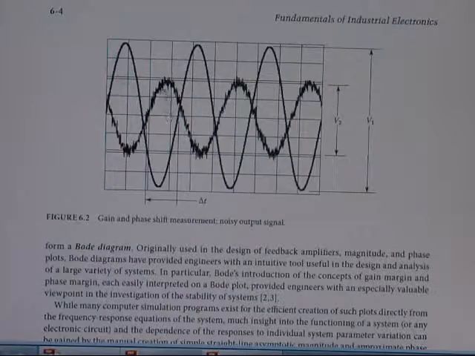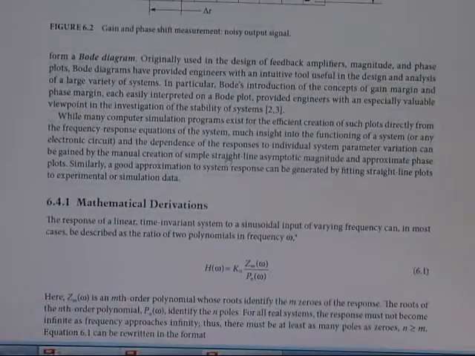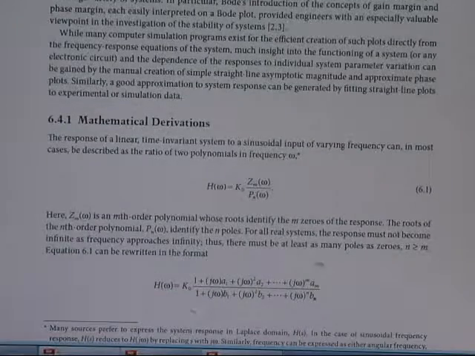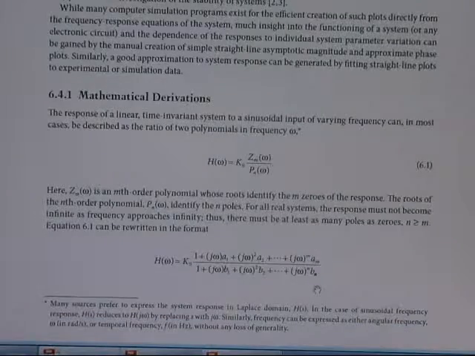So this is a gain and phase shift measurement. The gain and mathematical deviation equation we can write down like this one. So this is an equation to determine the mathematical deviation.